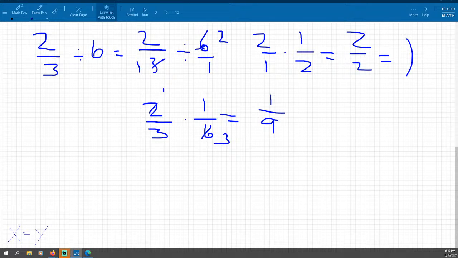So it's not as happy as it looks. That's not right. So make sure you don't cross cancel until you've changed to the reciprocal and turned it into a multiplication problem.